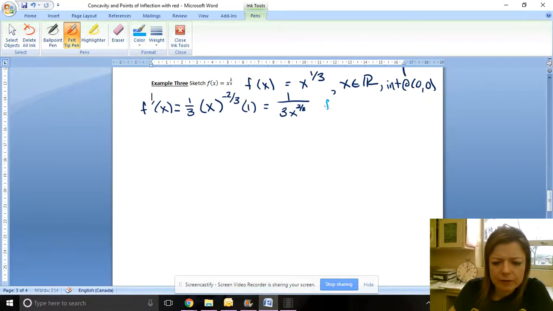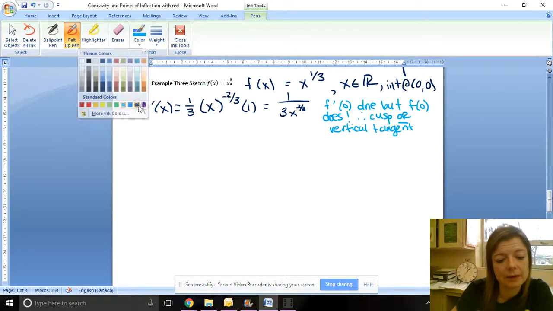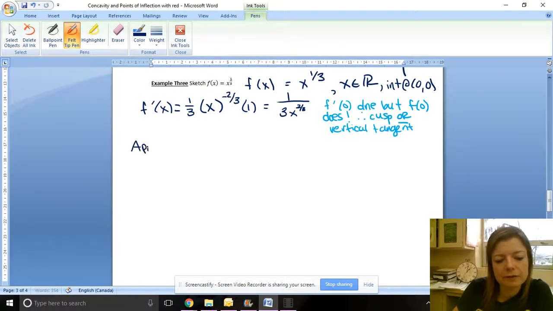Okay, so notice that f prime at 0 does not exist, but f at 0 does. So remember, what does that tell you? That tells you that it's either a cusp or a vertical tangent. So we have to do some work to figure out if it's a cusp or a vertical tangent. And if you remember that from a few notes ago, we have to apply the first derivative test to find that out.